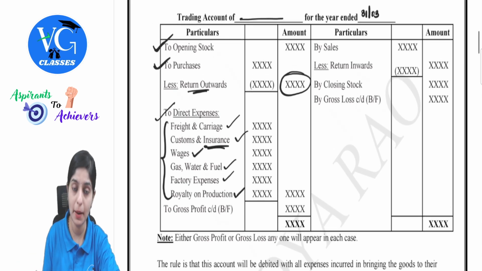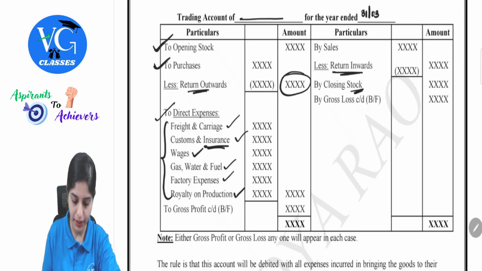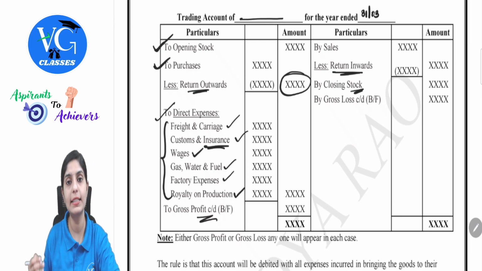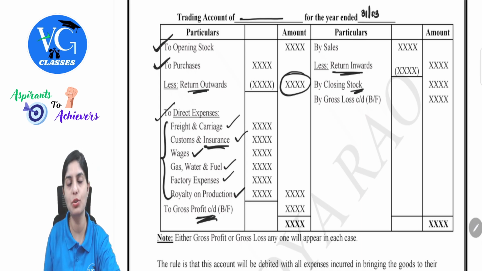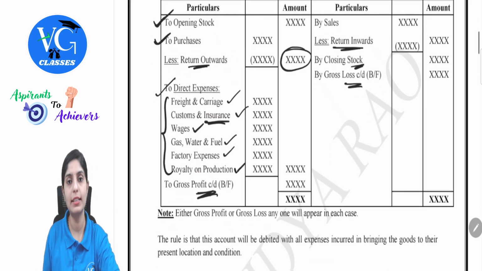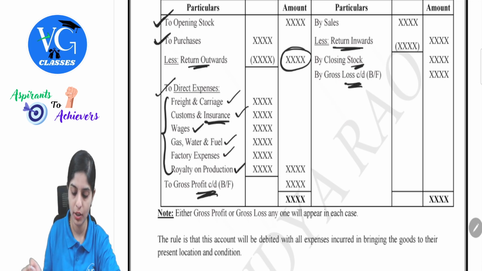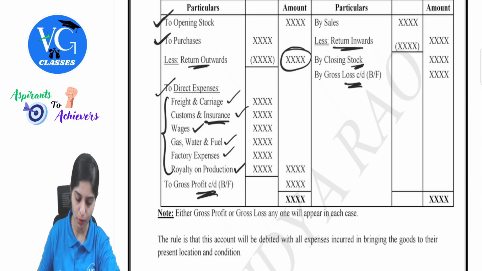And then on the credit side, by sales, similar to purchases, if there are any returns, we will subtract this return inwards. Then by closing stock. If there is gross profit, because gross profit is nothing but excess of income over expense, so if we have to balance the ledger, the balancing figure appears on the debit side. So to gross profit carried down. Then if there is gross loss, that is if your expenses are in excess of income, there will be gross loss. So gross loss appears on the credit side. This was the format of trading account.